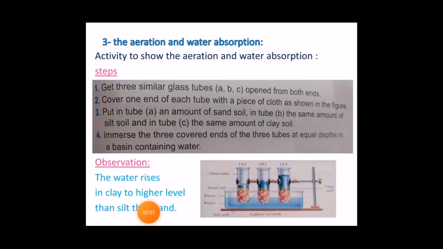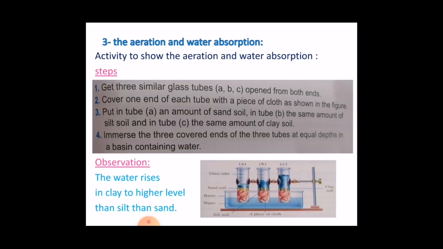Number 4, the aeration and water absorption. This activity shows the aeration and water absorption. Number 1, get 3 similar glass tubes A, B, C opened from both ends. Number 2, cover one end of each tube with a piece of cloth as shown in the figure. Number 3, put in tube A an amount of sand soil, in tube B the same amount of silt soil, and in tube C the same amount of clay soil.